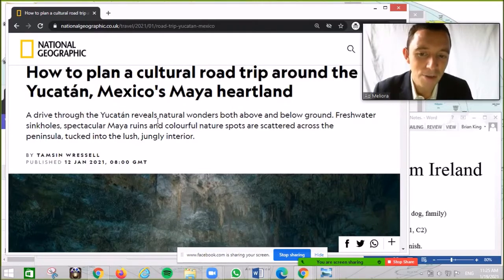the Yucatan reveals natural wonders both above and below ground. Freshwater sinkholes, spectacular Maya ruins and colourful nature spots are scattered across the peninsula, tucked into the lush jungly interior.